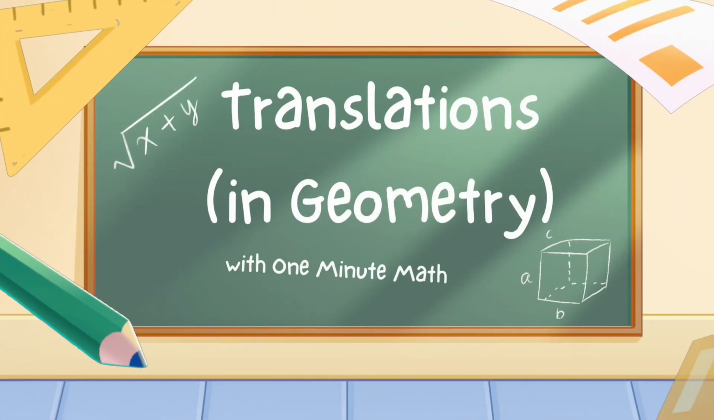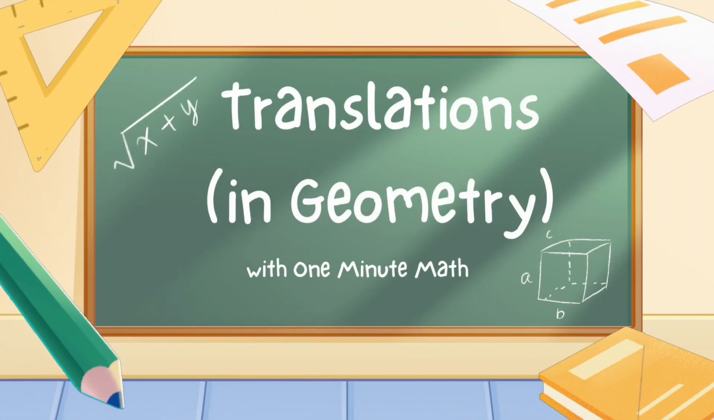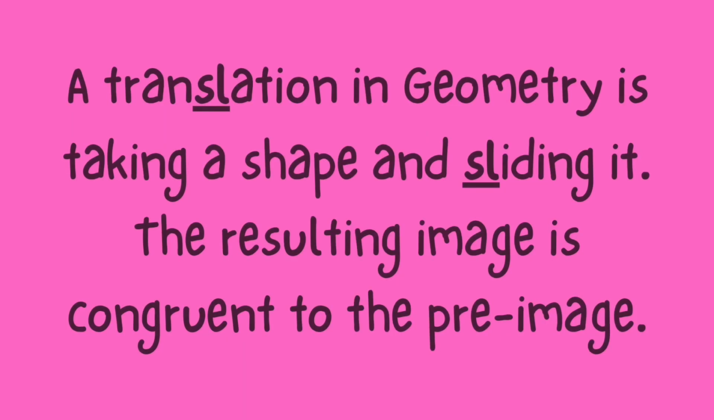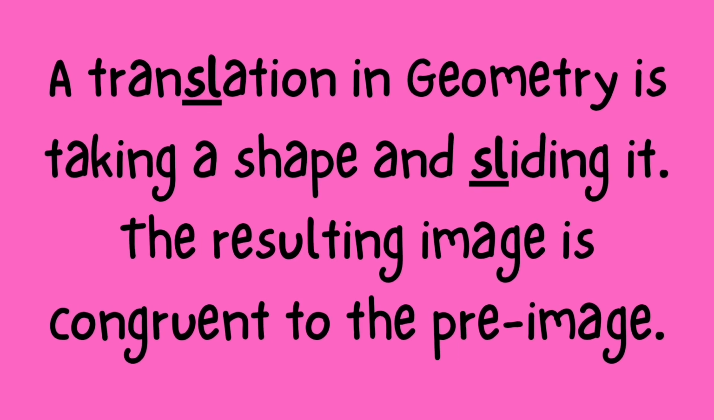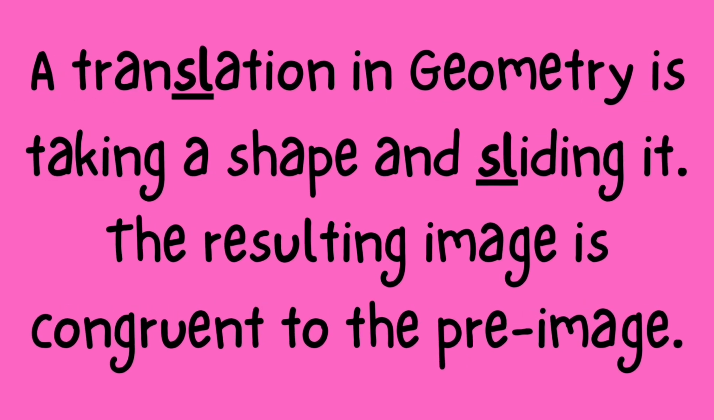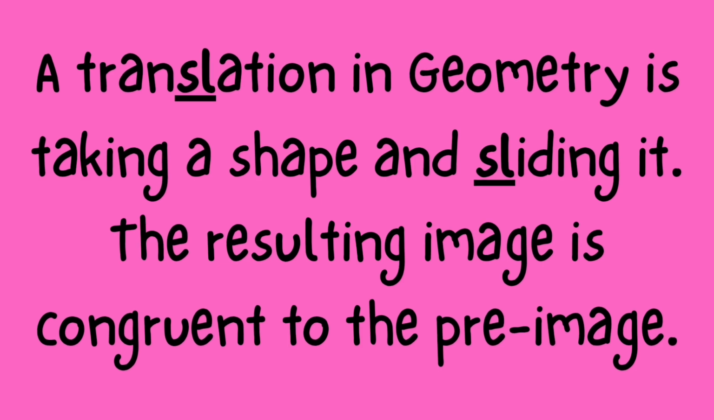Today we're talking about translations in geometry. A translation in geometry is taking a shape and sliding it. The resulting image is congruent, which means same shape, same size, to the pre-image.